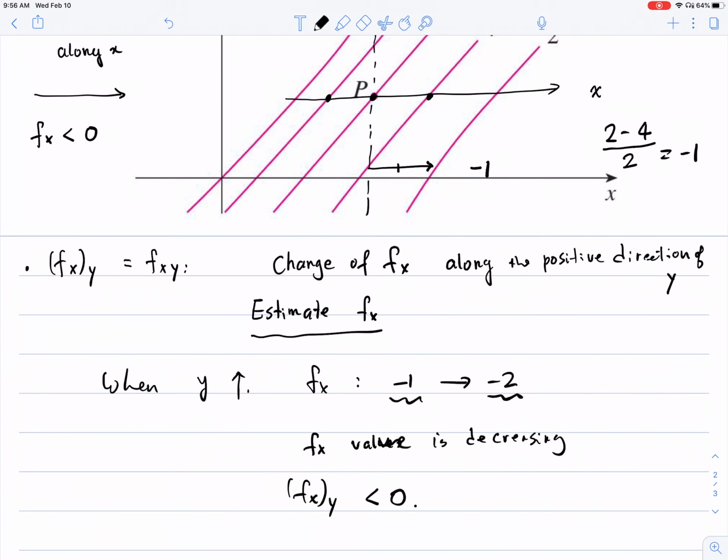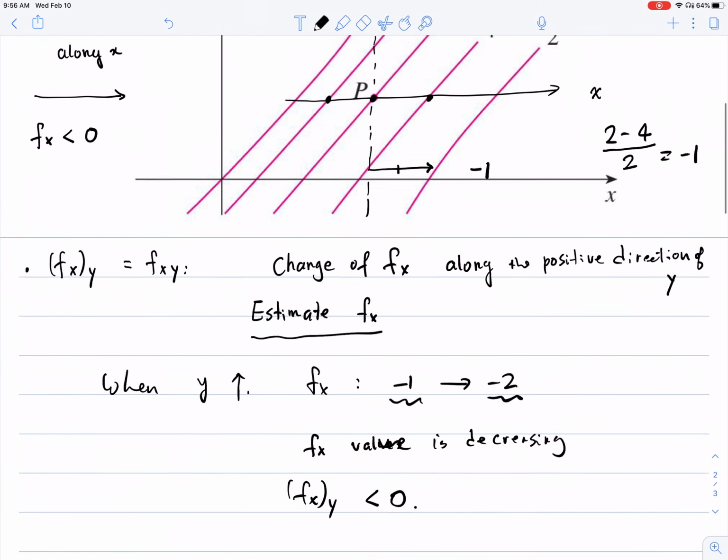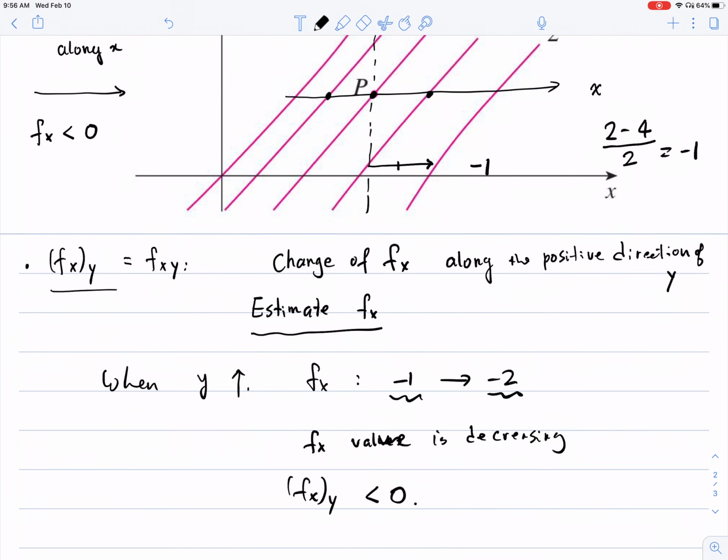Okay, so I'll leave the rest of the estimations to you, but on the other hand, this part over here, the estimation, we want to estimate the partial derivative of f with respect to x, but in the direction of y.